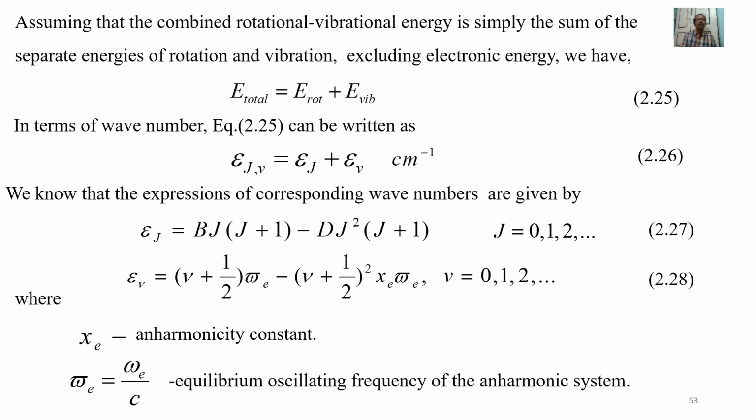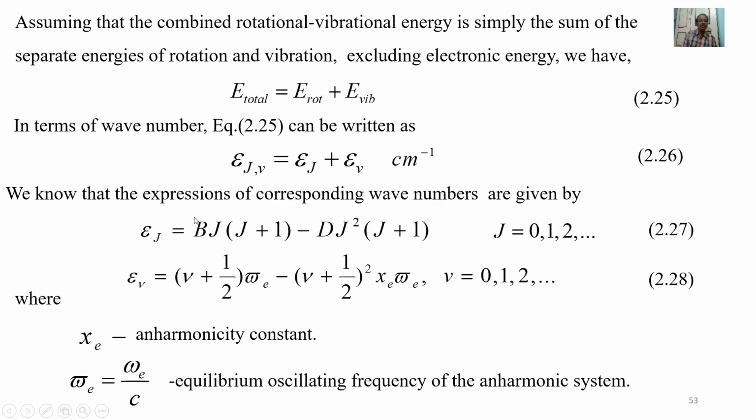Assuming that the combined rotational-vibrational energy is simply the sum of the separate energies of rotation and vibration, excluding electronic energy, we have E total equal to the sum of E rotational and E vibrational. In terms of wave number, equation 2.25 can be written as the wave number which depends on J and nu, equal to the wave number of J plus the wave number which depends on nu. This is measured in cm^-1.